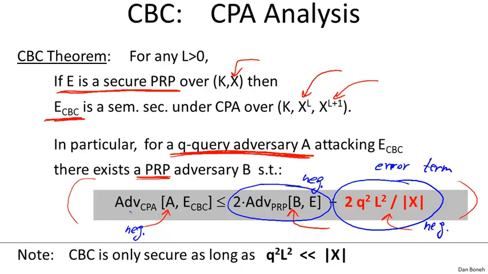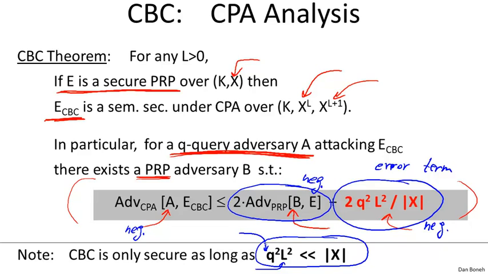So this says that for ECBC to be secure, it had better be the case that Q squared L squared is much, much smaller than the value X. Let me remind you what Q and L are. L is simply the length of the messages that we're encrypting. L could be, say, 1,000, which would mean that we're encrypting messages that are at most 1,000 AES blocks. Q is the number of ciphertexts that the adversary gets to see under the CPA attack.